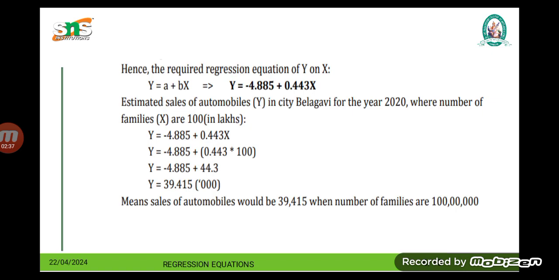In the final question, they asked what the sales are when the year is 2020, where the number of families is 100. So I am going to substitute the x value as 100 in my above equation, and I will get the answer as 39.415.